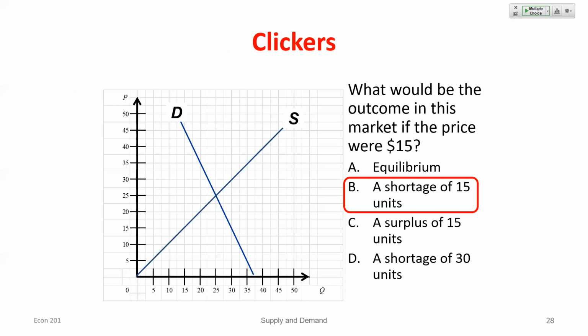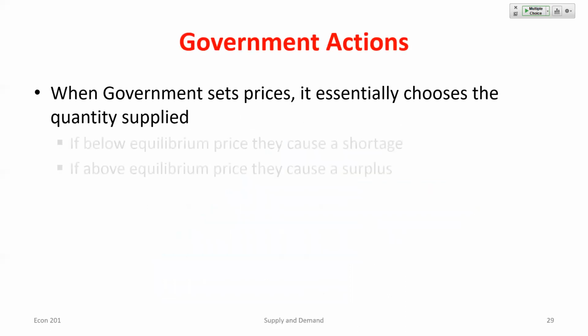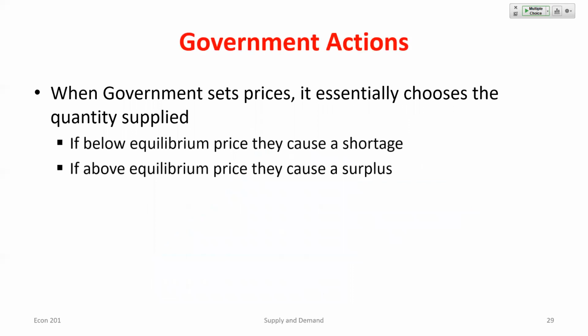So if the government comes in and sets the price below equilibrium price, I know I'm going to have a shortage. If they set the price above the equilibrium price, well, at all those prices, quantity supplied is greater than quantity demanded. So if I set the price above the equilibrium, I know I'm going to end up with a surplus. So the government can come in and do either one of those, and we know what's going to happen.